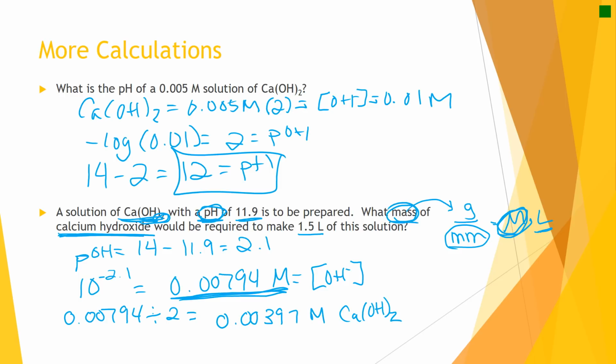And then now I'm ready to figure out my mass, because I now know every little piece of this puzzle. So I'm going to take my grams divided by my molar mass, which is 74.1. That equals my molarity, which is 0.00397 times my liters, which is 1.5. And when we solve that, I needed 0.441 grams.